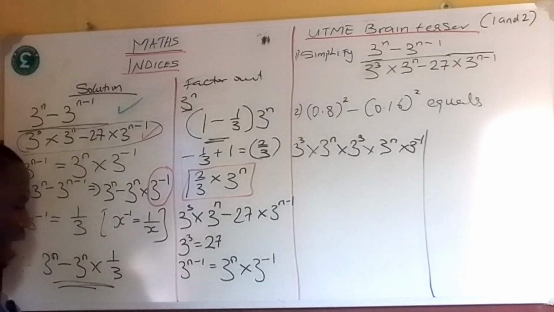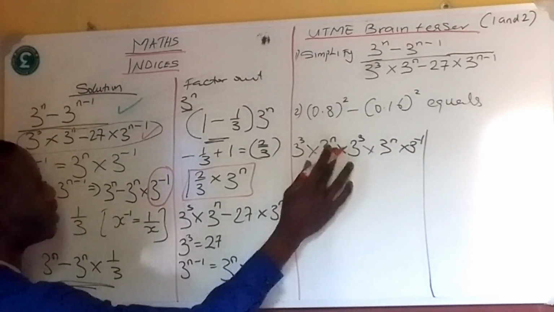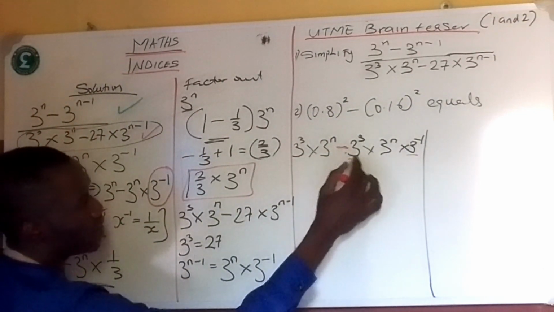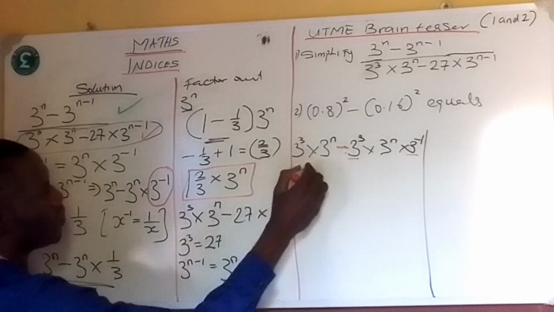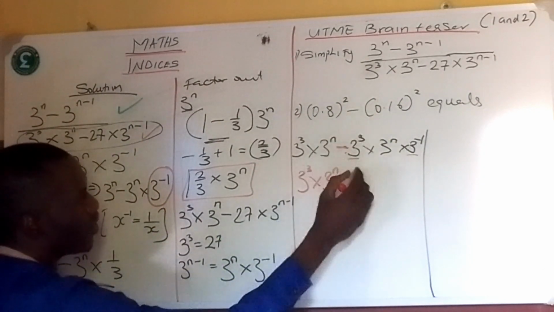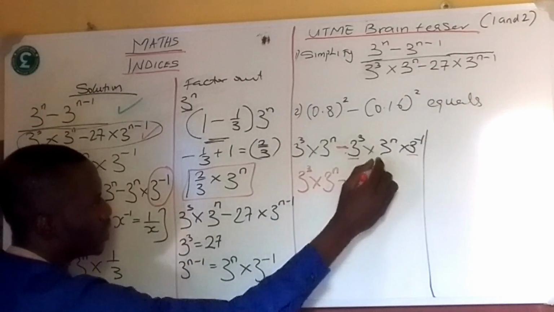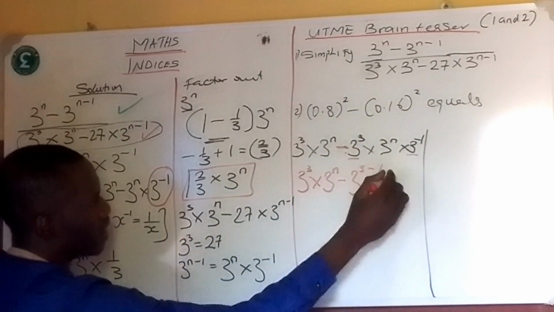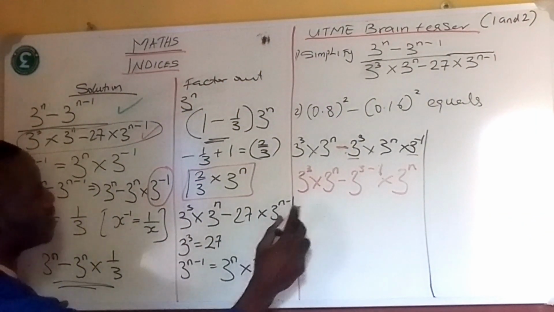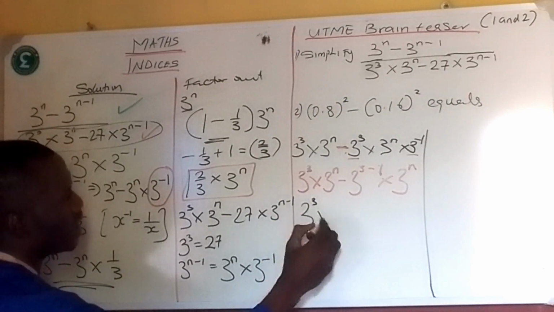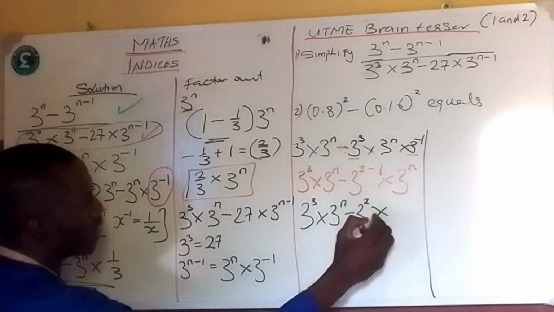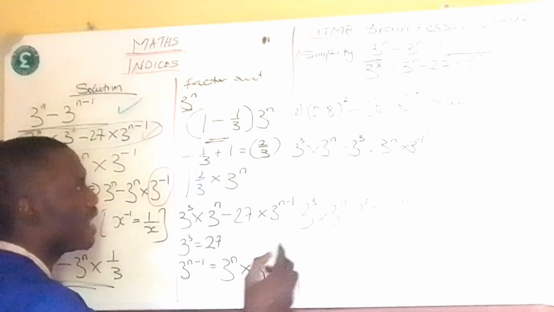Having done that, I notice that there is a negative sign here, and a 3 here. So what I have is 3 raised to the power of 3 times 3 raised to the power of n minus 3 raised to the power of 3 minus 1, this subtract this, times 3 raised to the power of n. So my new expression becomes 3 raised to the power of 3 times 3 raised to the power of n minus 3 raised to the power of 2 times 3 raised to the power of n.